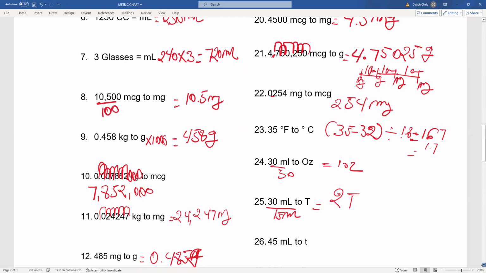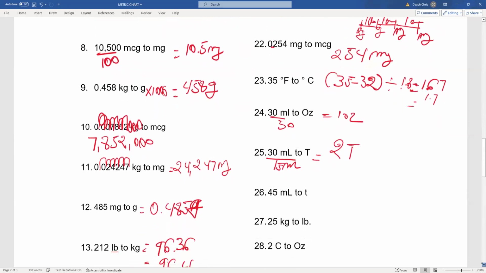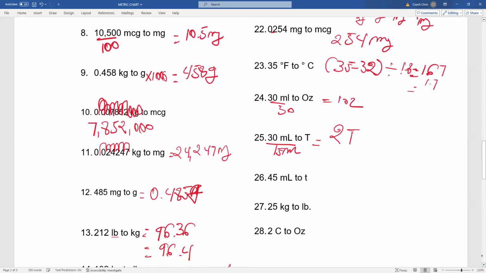All right, let's look at number 26. We're almost there. 4 milliliter to teaspoon. A small t means teaspoon. All right. You know 1 teaspoon equals 5 milliliters. So you divide this one here by 5 milliliters for you to get the value in teaspoons. So from teaspoon to milliliter, you multiply by 5. From milliliter back to teaspoon, you divide by 5. And when I do that, I have 9 teaspoons.